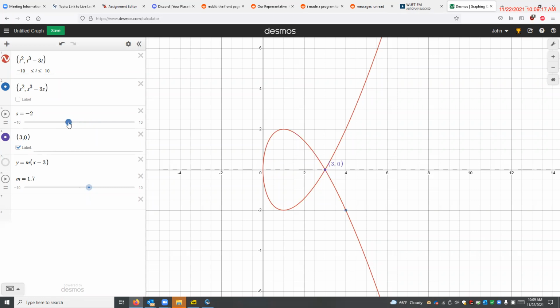So here's that first one. That's when t is the negative square root of 3. Here's the t equals 0 point. That's not (3, 0), that's (0, 0). And then here's the next one. That's when t is equal to the positive square root of 3. All right. So we run through that point twice.